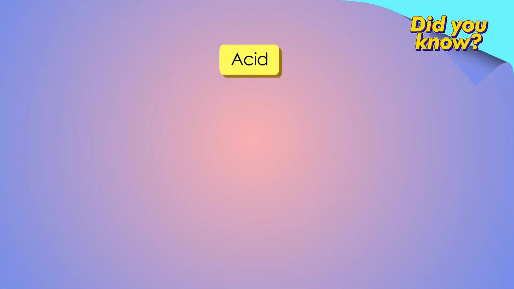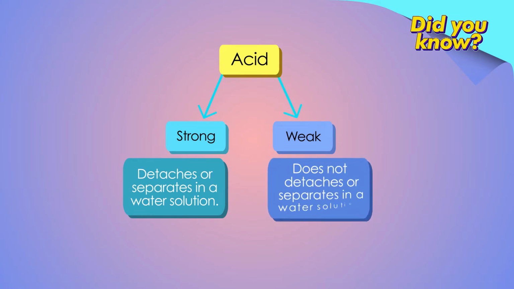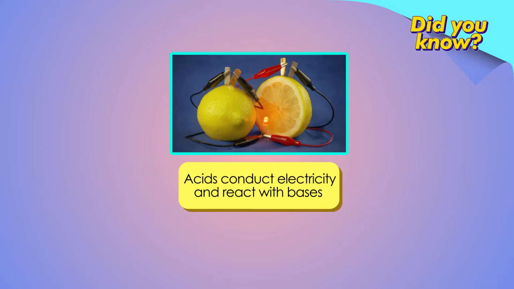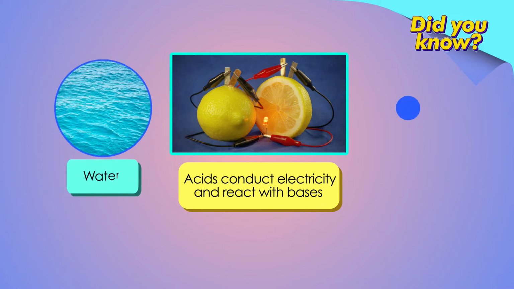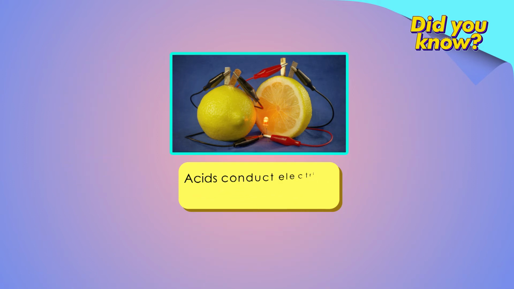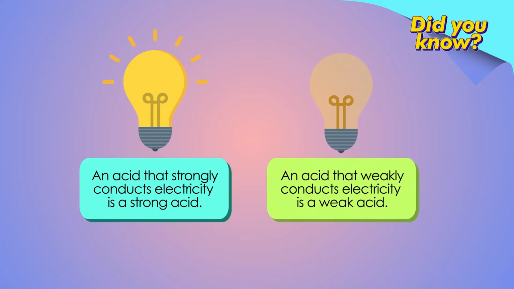Acids are classified as being either strong or weak. A strong acid detaches or separates in a water solution, and a weak acid does not. Acids also conduct electricity and react with bases to form water and salt. Because of this, they are used in batteries to generate electricity. An acid that strongly conducts electricity is a strong acid, and an acid that weakly conducts electricity is a weak acid.